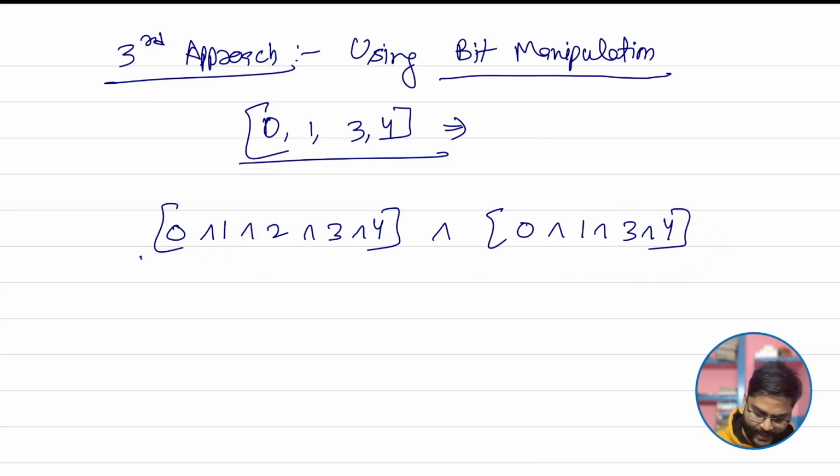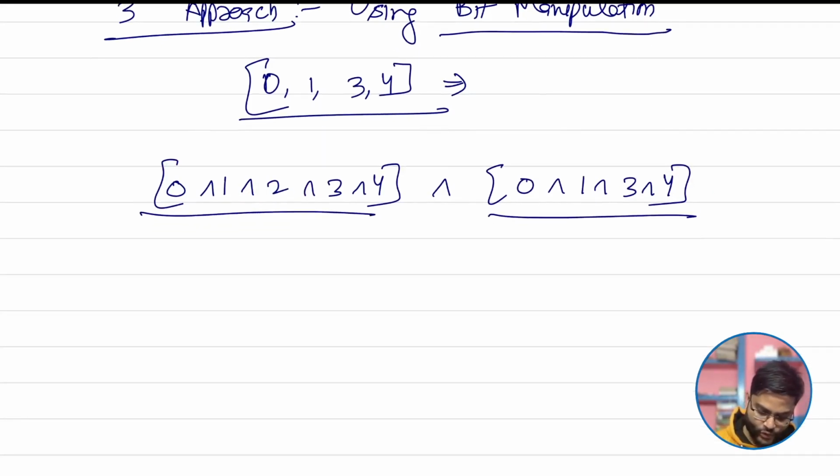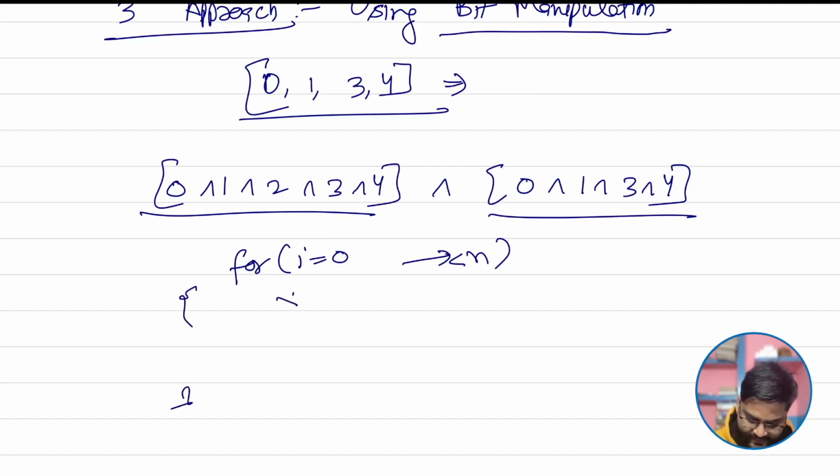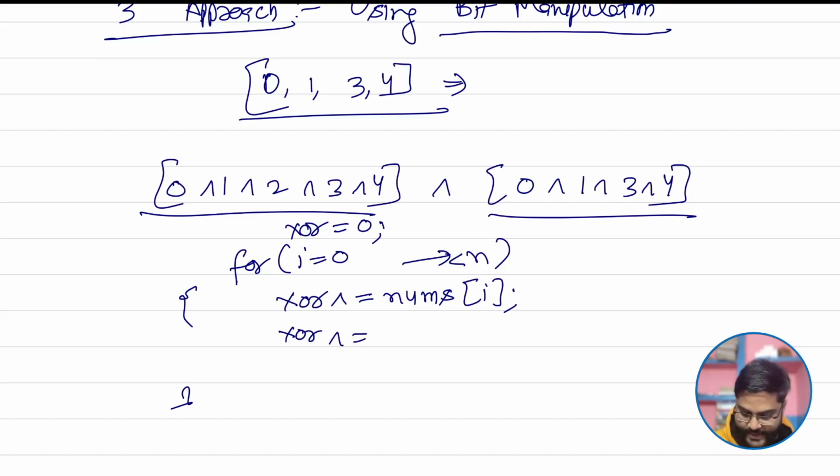Now how can I do this? So again, I will traverse the array, let's say from 0 till less than n. And let's take a variable XOR outside. Initially it will be 0. And I'll keep doing XOR with my number, let's say nums of i, and again keep doing XOR with i plus 1.